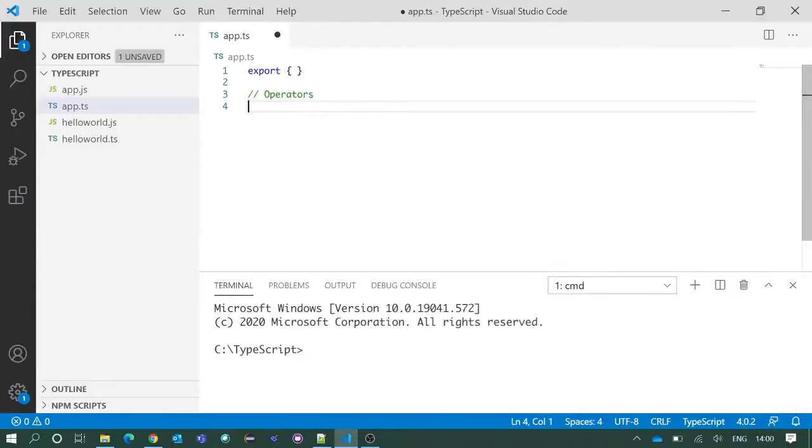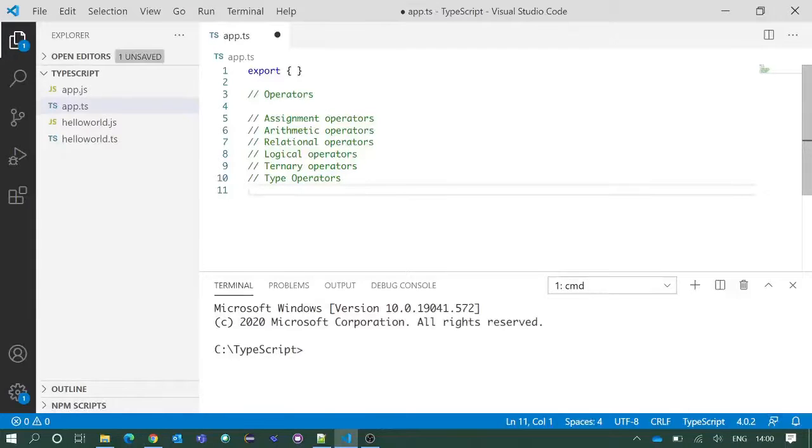We have several types of operators which are used in TypeScript. Those are assignment operators, arithmetic operators, relational operators, logical operators, ternary operators, and type operators. There are multiple operators inside each of these types. We will discuss all of them separately in detail in the later videos.